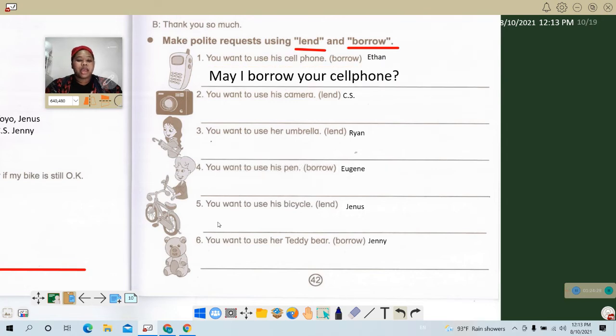Great job. Next, yes. You want to use his camera. We don't know who is this. We just know it's a boy. How do you ask politely? Use lend.